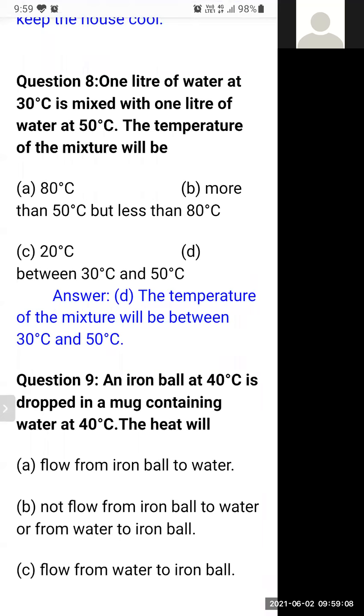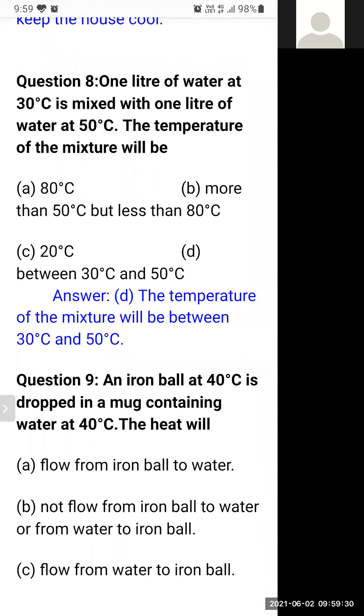So when the heat flows out from the 50 degree water, that water cools down, say it comes to 40 degrees. And when the water at 30 degrees Celsius receives some heat, it gains some heat, its temperature will increase. Say it becomes 35 or 38 or 39.